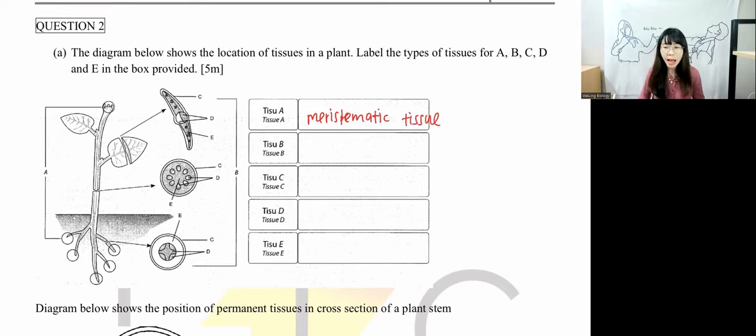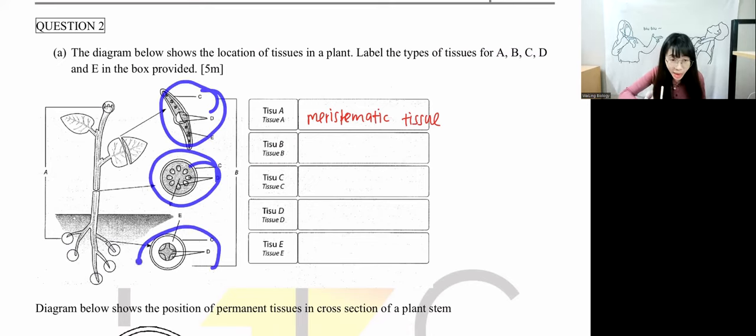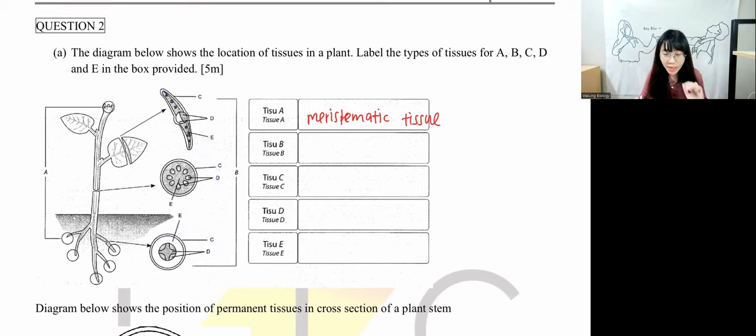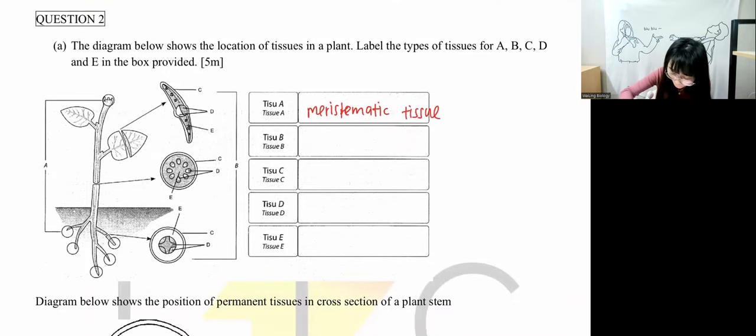Meristematic tissue. Okay, next B. B, they are trying to show these three parts: the leaf, stem, and root. They are under permanent tissue. If you don't know they are under permanent tissue, you can look back to your notes. We have leaf, stem, and root under monocot and eudicot. Can you see the page? On top, I wrote that this is a permanent tissue. So B is a permanent tissue. Permanent tissue means that they have the cuticle, they have xylem, phloem. This is permanent tissue, okay?